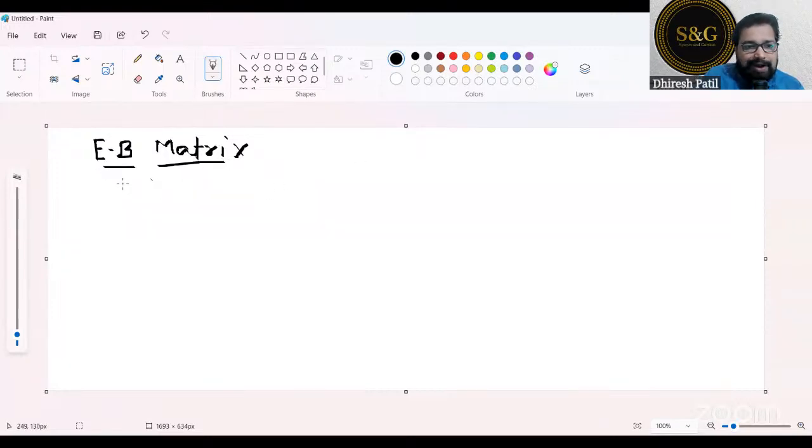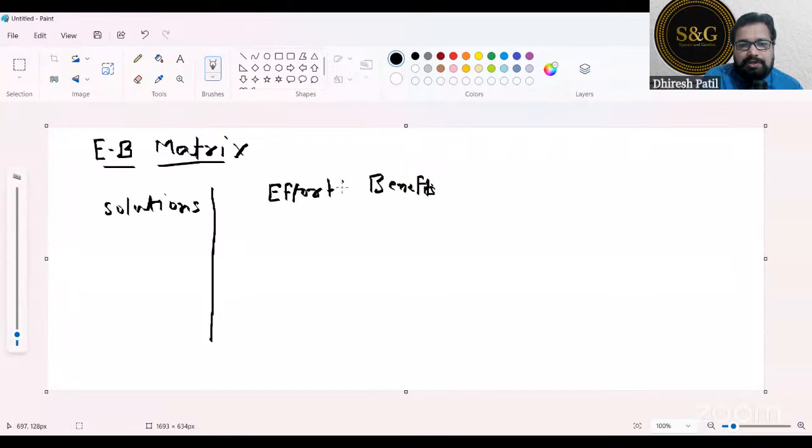Effort benefit matrix is nothing but: first you find out the solutions in the column, then you give the ranking for the effort, and then you give the ranking for the benefits. This is very, very important. So these are the solutions, these are the efforts, and these are the benefits. Now, some people give ranking on the scale of 1 to 10.